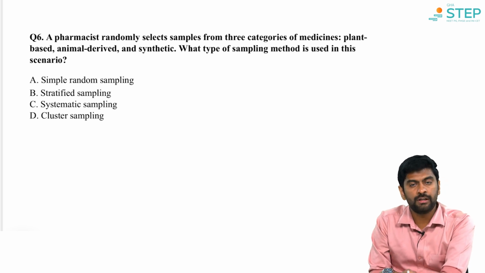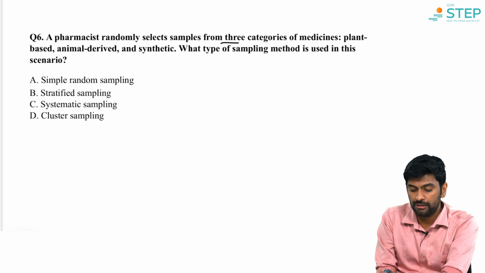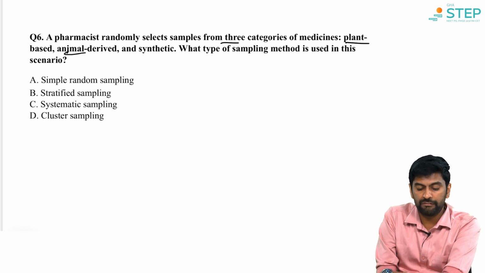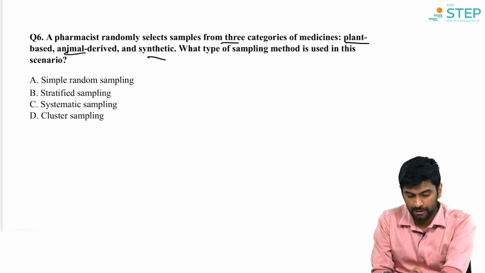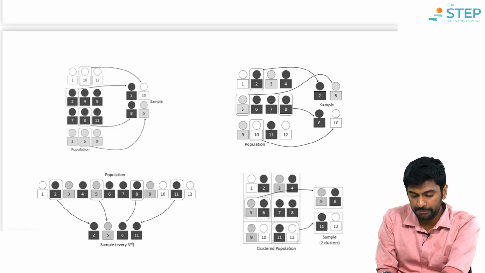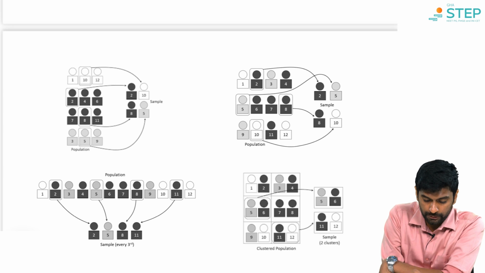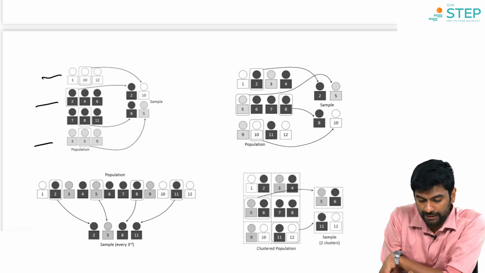A pharmacist randomly selects samples from 3 categories of medicines: plant-based, animal-derived, and synthetic. What type of sampling method is used in this scenario? Now coming to this logic, let's have a look here. This is an image. So first here, there are 3 categories, 1, 2, and 3. And then you're selecting appropriately from each.